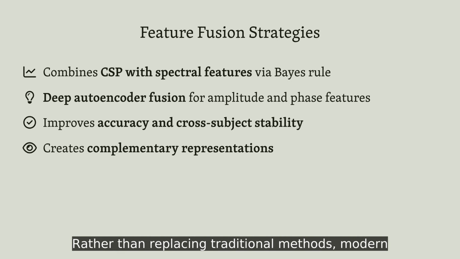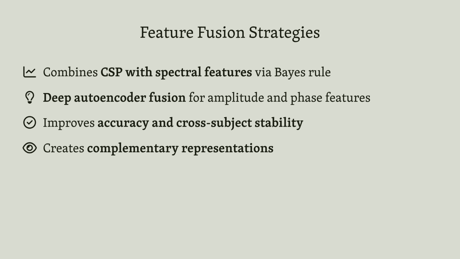Rather than replacing traditional methods, modern approaches often fuse CSP features with complementary representations like wavelets or spectral features. These fusion strategies capture different aspects of brain dynamics, creating richer, more robust feature sets for downstream tasks.